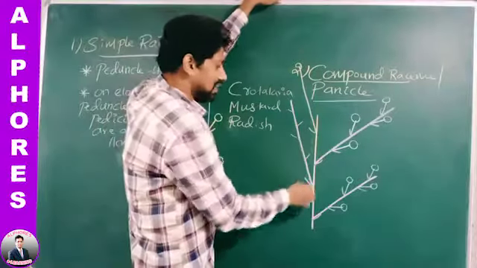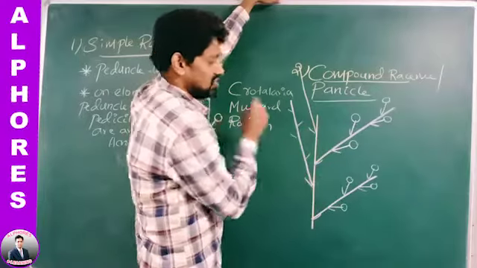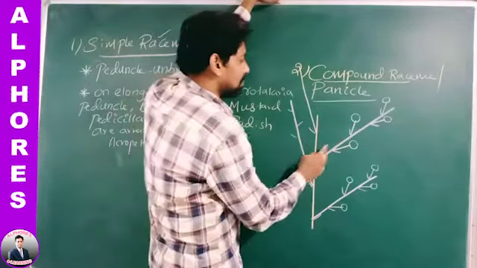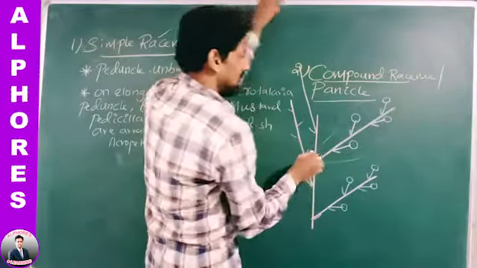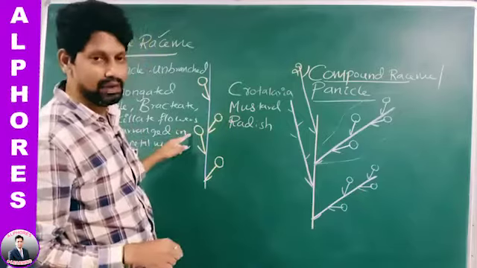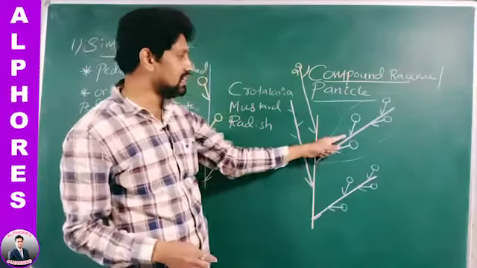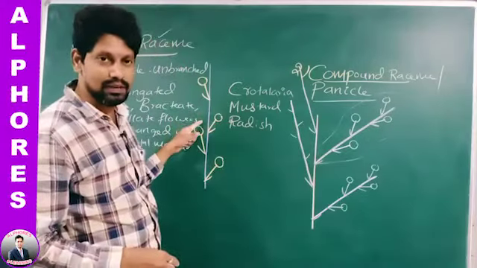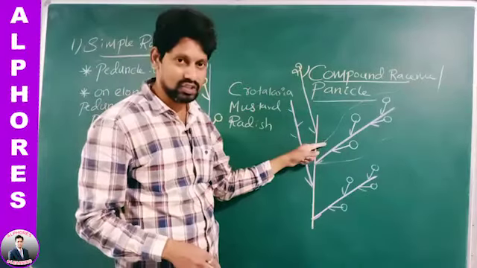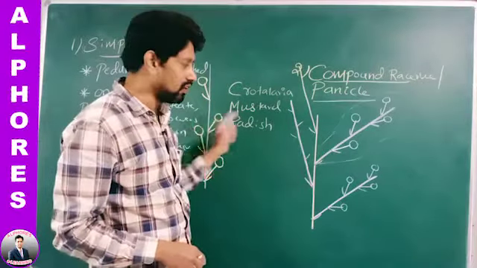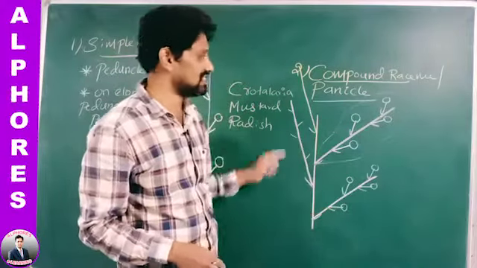Now see this diagram. This is the peduncle. What are these? Branches. Therefore, the peduncle is branched and flowers are present on the branches. See this branch. This branch resembles a simple raceme. Therefore, the peduncle is branched and each branch resembles a simple raceme. This branch is a simple raceme, this branch is a simple raceme.